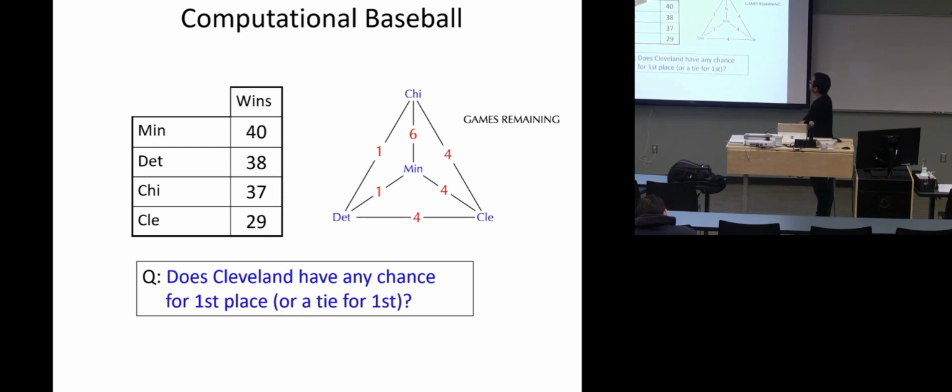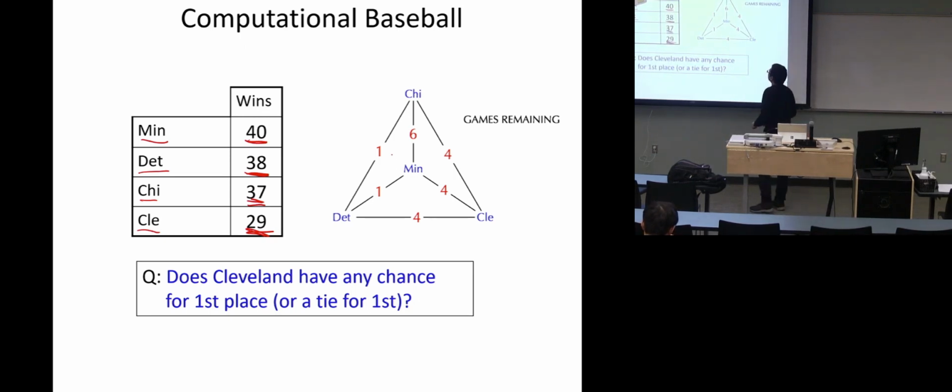One example is this. Suppose that there are matches between teams, and what you want to ask is whether one particular team has a chance of winning the tournament. So in this diagram, this is the number of wins so far for each team. Minnesota has won this much, Detroit this much, Chicago this much, and Cleveland just this much. So Cleveland so far is at the bottom of the rank, with the worst rank.